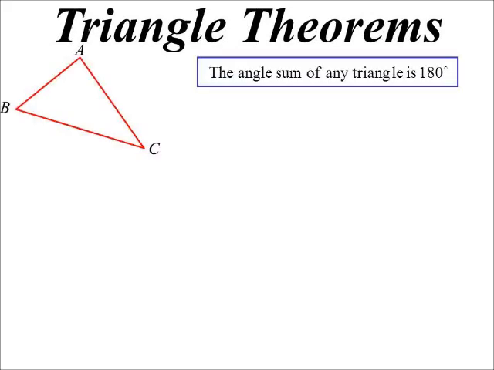Right, yesterday we looked at some angle theorems. Now let's go over the triangle theorems. And of course our first one is the angle sum. And we know the angle sum of any triangle is, of course, 180 degrees. Let's actually now go and prove it using our angle theorems.